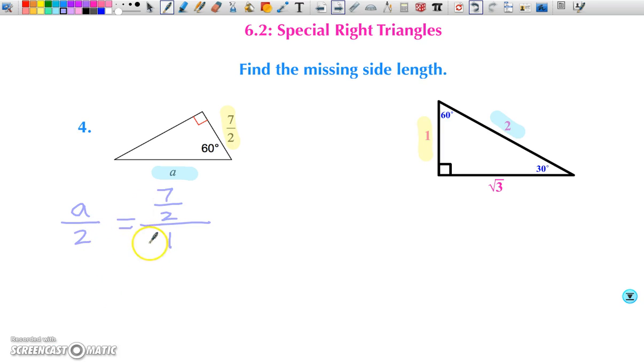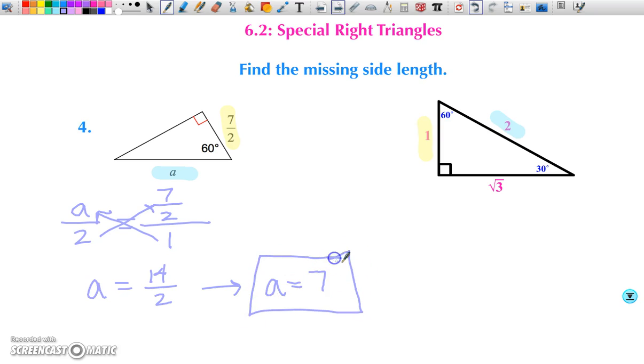We do our cross multiplying, so we get A equals, remember because 1 times A is just A, multiply here. Now remember you just do 2 times 7, which is 14, over 2. But always simplify, 14 divided by 2 is 7, and there's your A.